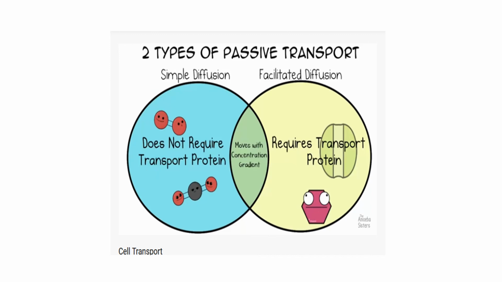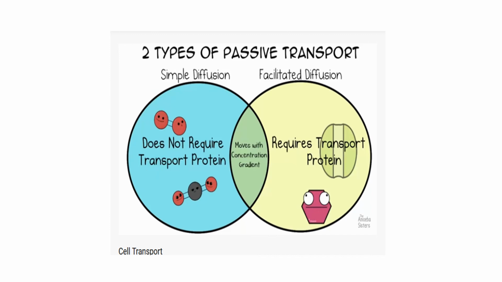The simple diffusion process does not require a transport protein, whereas the facilitated diffusion requires a transport protein, because simple diffusion carries substances which are either lipophilic or small sized particles, whereas the facilitated diffusion carries substances which are large in size, for example glucose, amino acids, or they are charged in nature. The simple diffusion does not require a carrier protein, as we said, and the facilitated requires a carrier protein.